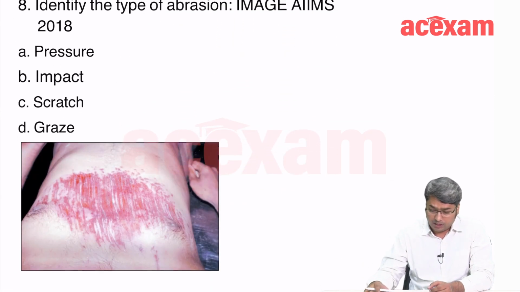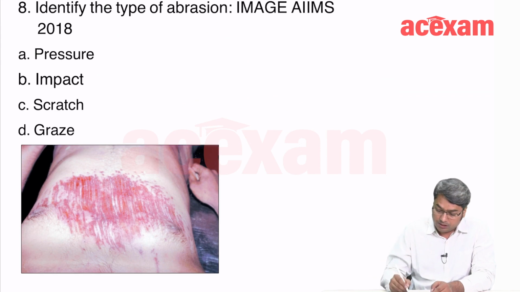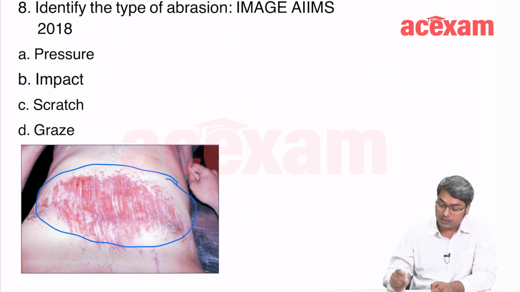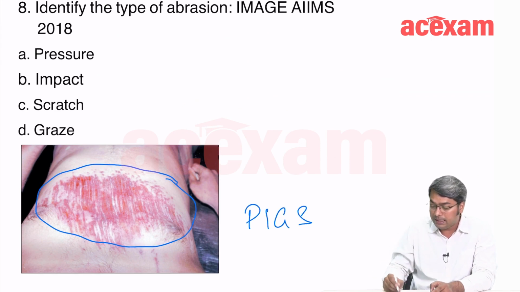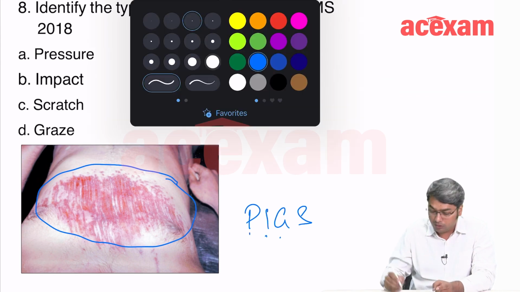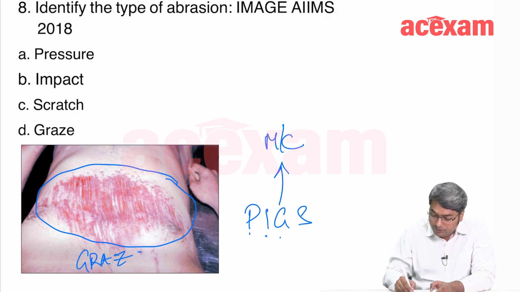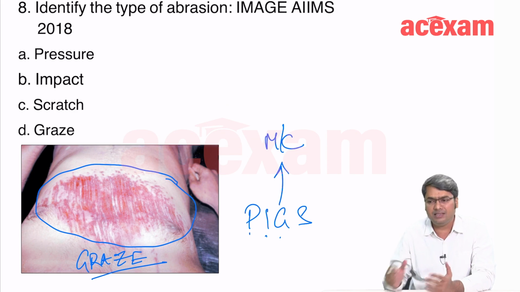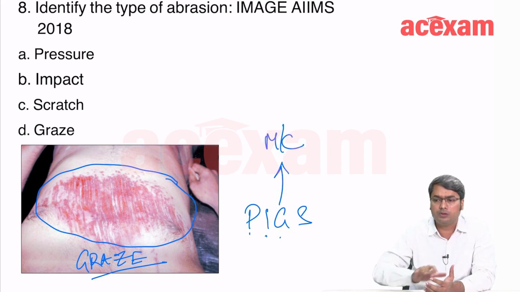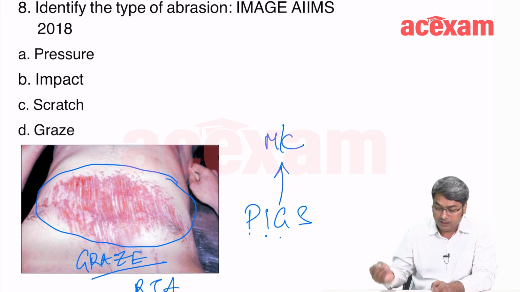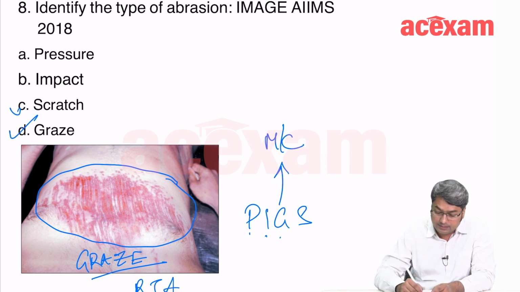Next, identify the type of abrasion. Again, a recent image-based question. What is this type of abrasion? What are the types of abrasion we have? PIGS: pressure, imprint, graze and scratch. Out of this, the commonest is graze, and this is how it looks. This is a typical appearance of a grazed abrasion, as if the body has been grazed on the surface. This type of injury is typically seen after an RTA. So the answer is graze.